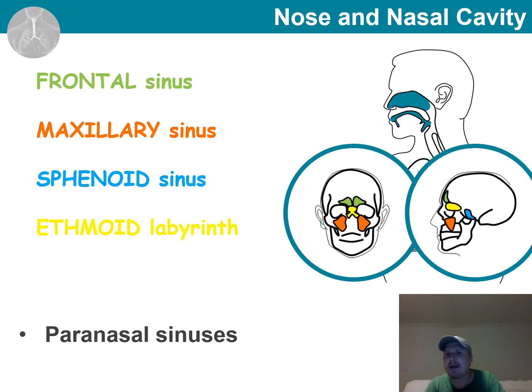And finally, what I prefer to describe as an ethmoid labyrinth. Some call it ethmoid sinuses. Don't be surprised if you see these used interchangeably. I use the term labyrinth because really it is a network of connected smaller sinuses within the ethmoid bone. So to me, it appears more like an interconnected labyrinth. So here we have our 4 types of sinuses.